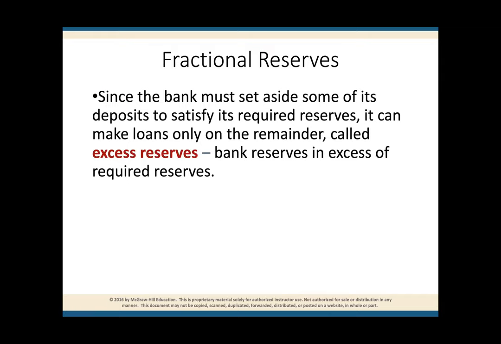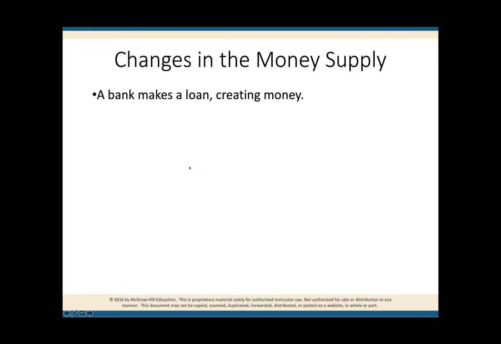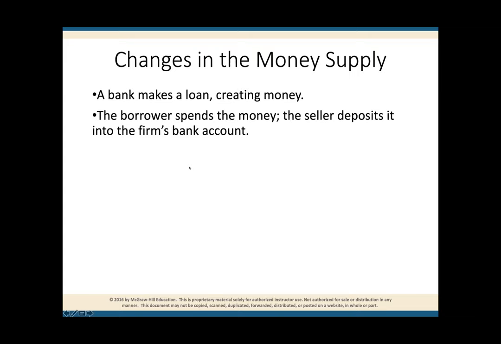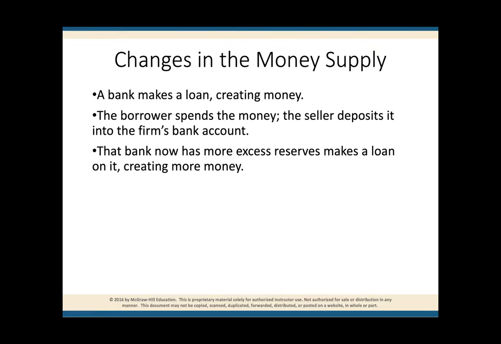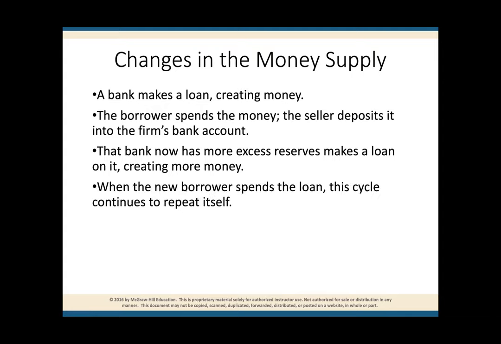So if I go to a bank and deposit $100 and the required reserve is 10%, then by law, that bank has to keep $10 in required reserves. And then the extra becomes excess reserves. And like I told you, banks don't make money by keeping excess reserves. So banks will always try to change these excess reserves into loans as soon as possible, okay? So if banks make a loan, they are actually creating money. The borrower spends the money, the seller deposits it into a company's bank, and then this bank has now more excess reserves. Then the bank makes another loan.